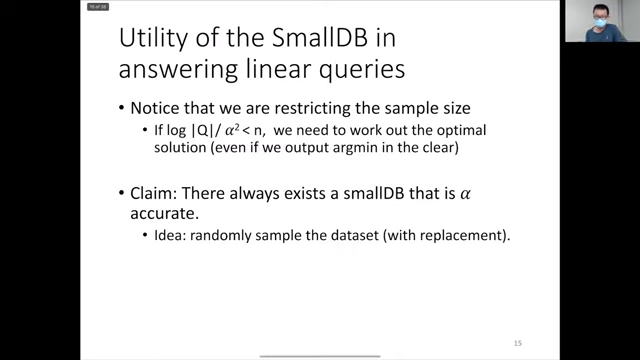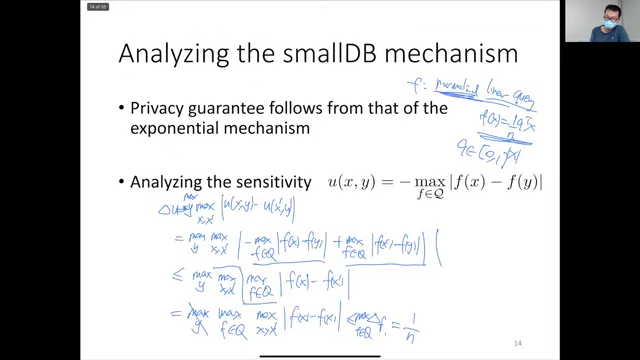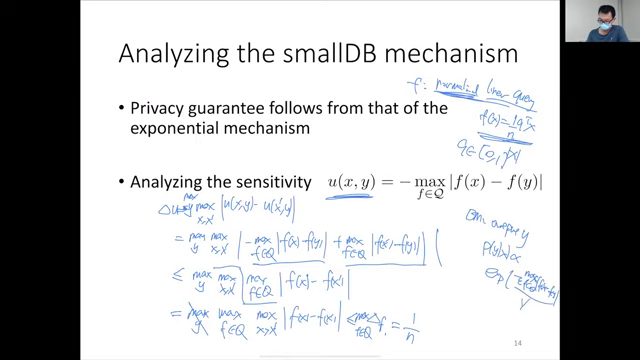So with that in mind, we can apply the exponential mechanism using this utility function, and the form of this exponential mechanism will be to output y with probability proportional to e to the power of minus max over f in Q of |f(x) - f(y)|, multiplied by epsilon, divided by 2 times the sensitivity, which is 1 over n, right?